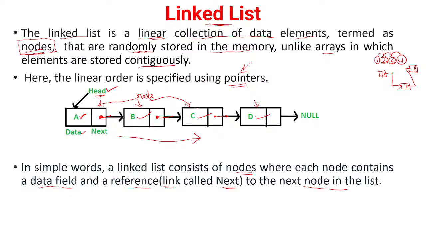The meaning is that the next node address will be stored here. So it contains the address. The next node address will be present here. So the address is stored in a pointer. That's why it is a pointer.